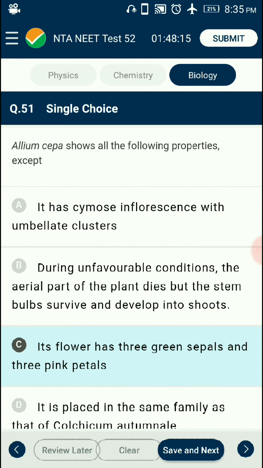Its flower has 3 green sepals and 3 pink petals. Except this property, all the remaining properties are seen in the family Liliaceae, Allium cepa.